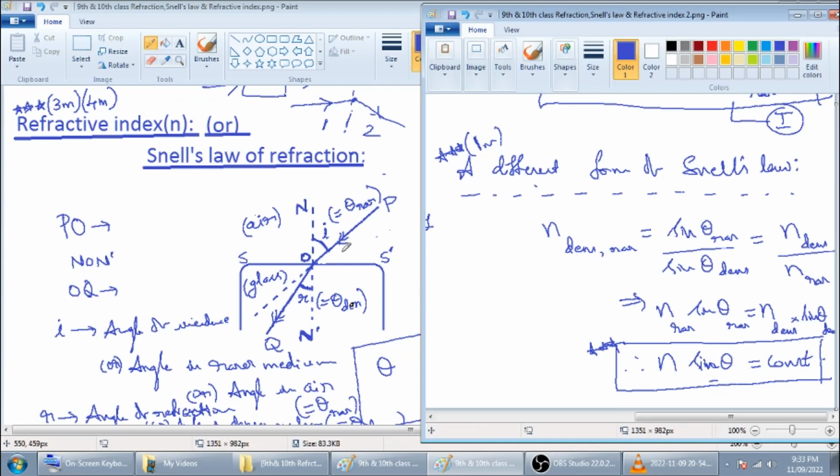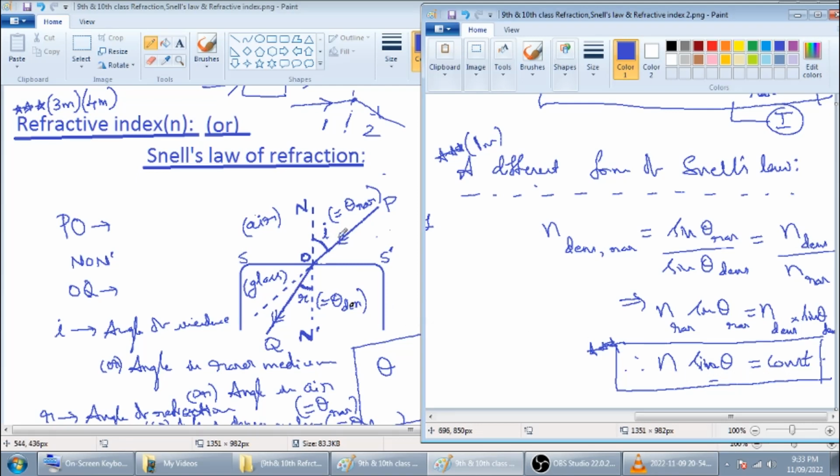Now we'll take the reverse. Till now we have seen this, now apply it in the reverse situation. Initially this is theta 1, n1, theta 2, n2. Because Snell's law is applicable, the light ray bends in such a way that it takes exactly the angle theta 2 when the initial angle is theta 1, such that this equation gets satisfied. That means n1 sin theta 1 is equal to n2 sin theta 2.